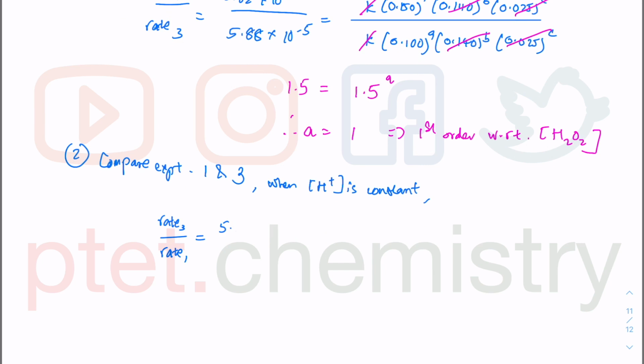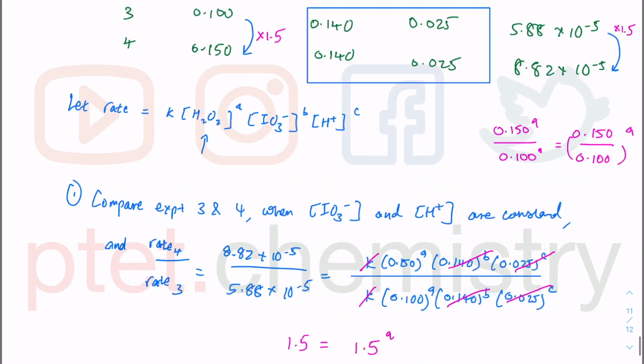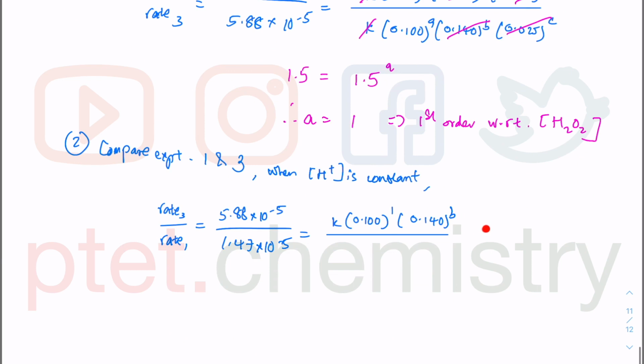So there's 5.88 times 10 to the minus 5 over 1.47 times 10 to the minus 5 is equal to, I'm going to do the exact same thing, write constant, and then the concentration of H2O2. I know the order because it's first order with respect to H2O2. And the second one is the IO3 minus that is changing. And I don't need to add in the H plus concentration, because if I compare 1 and 3, that is when they are the same. I know they will get cancelled out. So to the power of C, I don't have to key in at all.